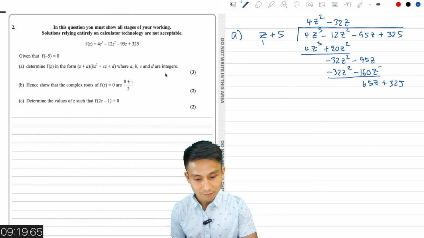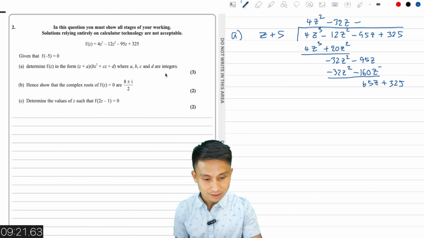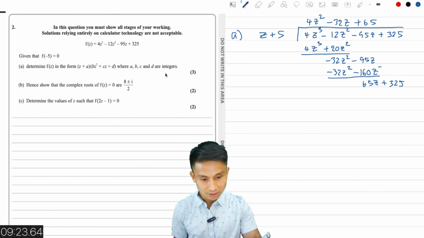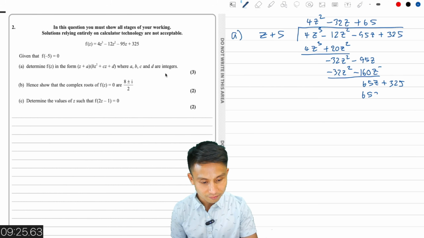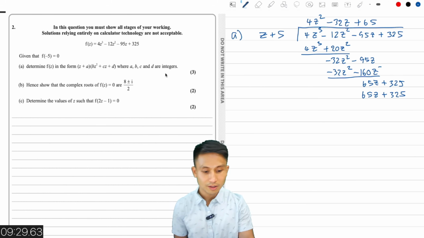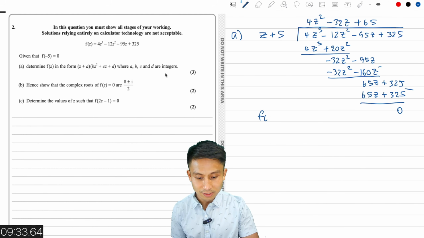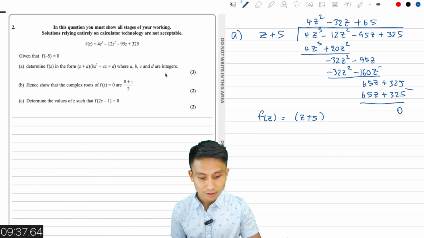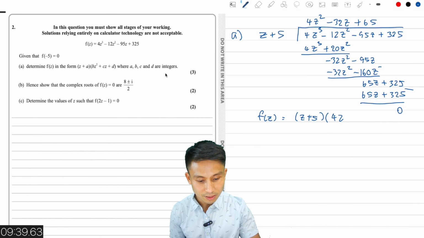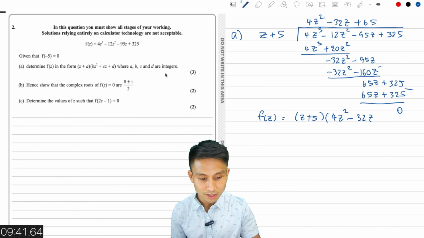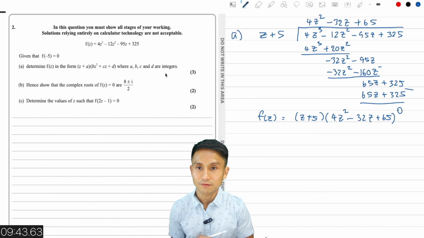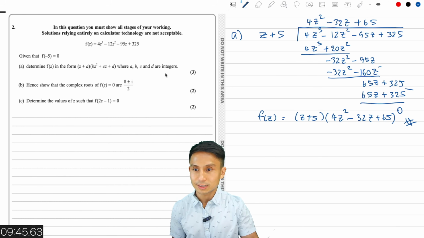Yeah, and then the first, divide into the first again, this is 65. That should work, so we get 65z plus 325. Yeah, and that will subtract to 0. Okay, so that means f(z) would be z plus 5 times 4z squared minus 32z plus 65. Okay, so that's it for me.